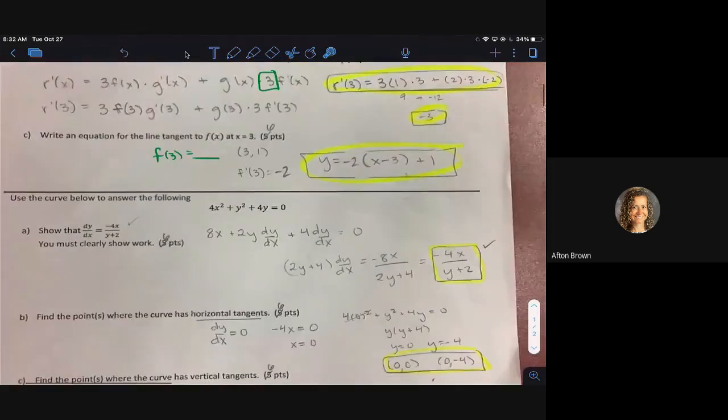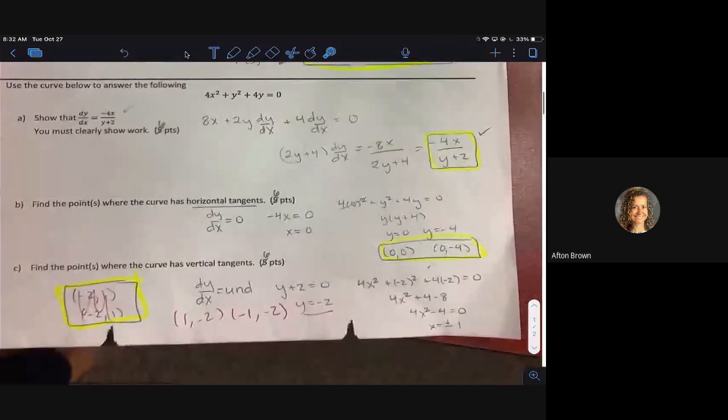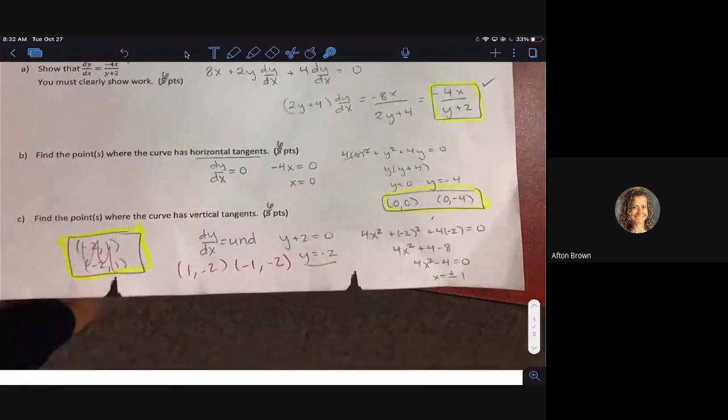We did pretty good on the implicit differentiation. I feel good about how everybody knows how to find the derivative implicitly. I think I mentioned yesterday on your homework, the common mistakes I saw on B and C is that you found the derivative and set it equal to 0. You got x equals 0, but a lot of you stopped at that point. You had to take the 0, plug it into the original equation, and get to here and get your 2 points.